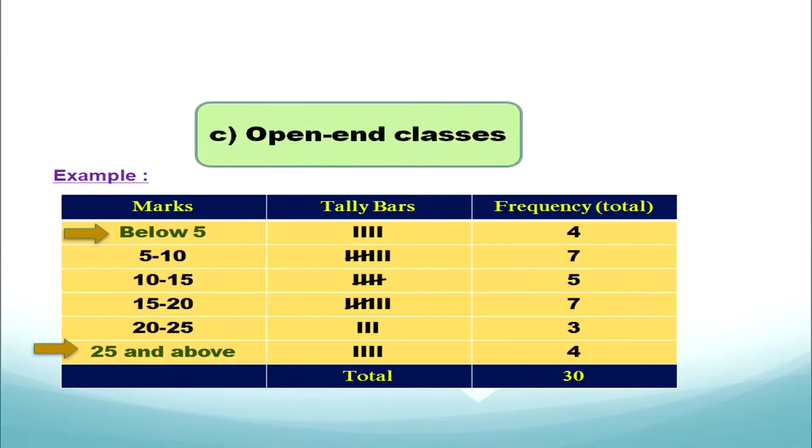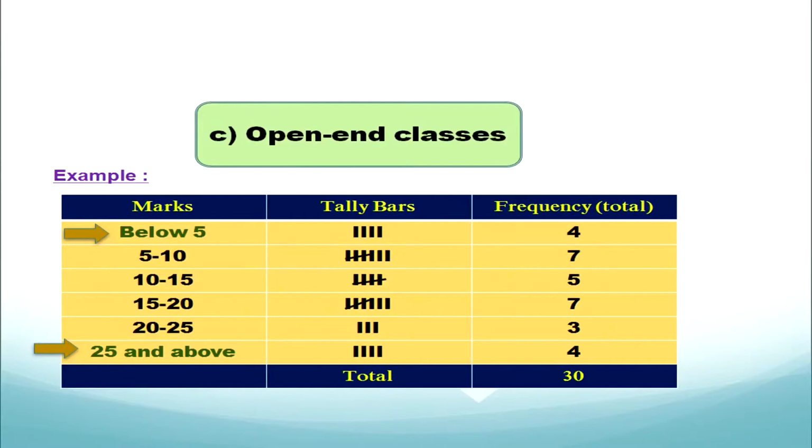In this particular example, I have just taken it from the exclusive series. What I have done over here is that I have not written 0 to 5 for the first class; I have written below 5. When I write this word below, it means it is open: any value below 5 can be counted in this. Now, let us see the last class, 25 and above. In the exclusive series, it was 25 to 30. Over here, I have written 25 and above, that means any value above 25.